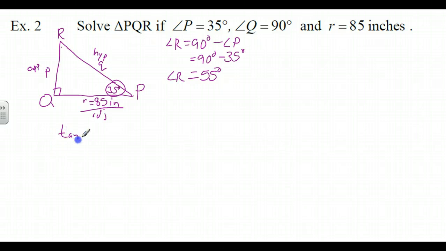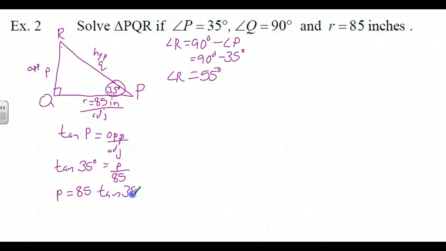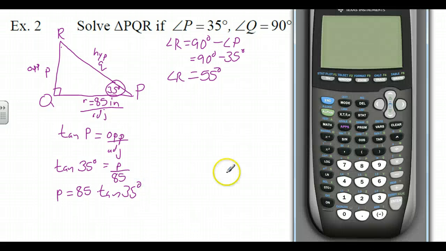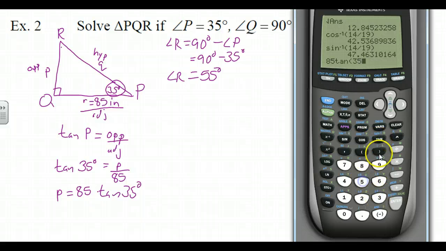It's not like we have to squeeze things in. So the tan of angle P, formula, opposite over adjacent. Okay, substitution, the tan of 35 degrees is opposite, which is little p, over adjacent, which is 85. Want to solve for little p, we're going to multiply both sides. So p is 85 times the tan of 35 degrees. Let's turn it on. 85, tan, 35, enter, 59.5.